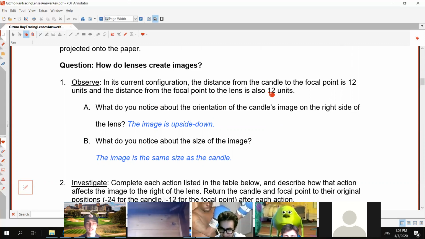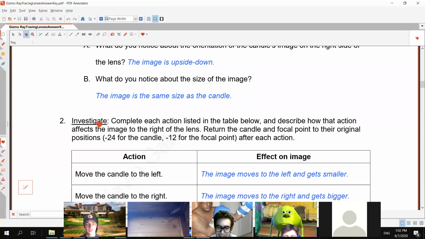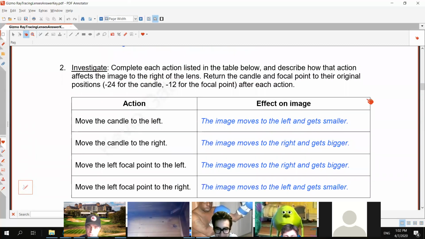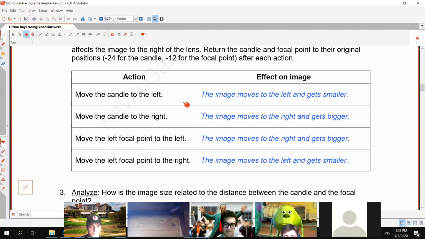Well, you should notice that the image is upside down. And what do you notice about the size of the image? You should have noticed that it is the same size when we're at the point 2f. Then the simulation asks us to move the candle around a little bit and observe the differences. So what do we notice when we move the candle to the left? We should have noticed that as we move the candle to the left, further away from the focal point and further from the lens, it gets smaller and the image itself moves to the left. Then when we move the candle to the right, the image moves to the right and gets bigger.